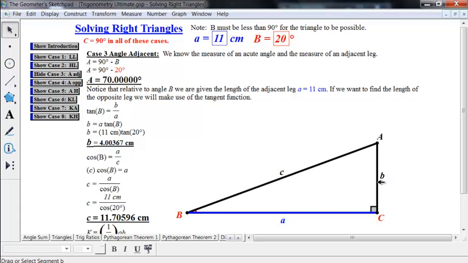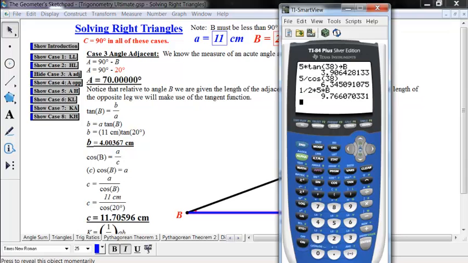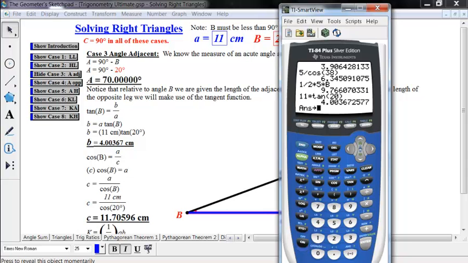The tangent of angle B is B over A. So solving that for B, we just multiply both sides by A, and we see B is A times the tangent of B. A is 11, B is 20 degrees. So we can just type that into our calculator as 11 times the tangent of 20. Remember, I'm in degree mode, so I don't have to type the degree symbol. If I were in radian mode, I would need to type the degree symbol. And so you get a little bit bigger than 4.00367, etc. centimeters. I might need that later, so I'm going to store that as B.